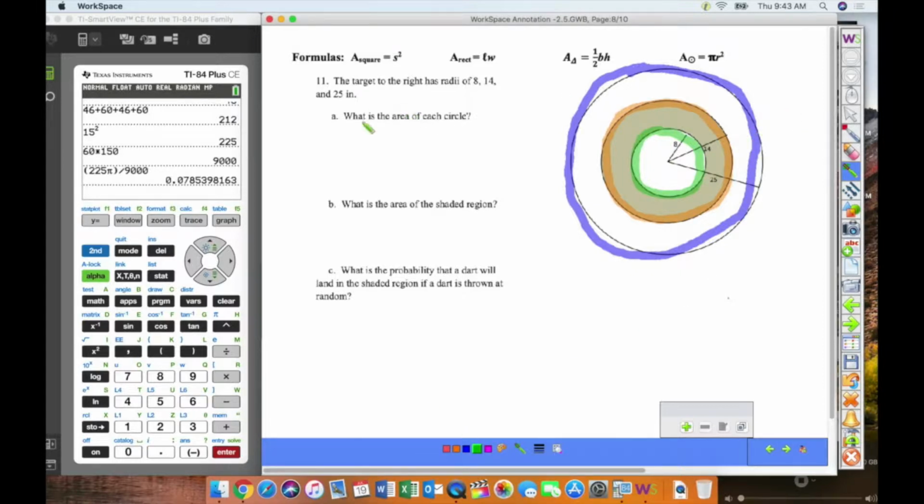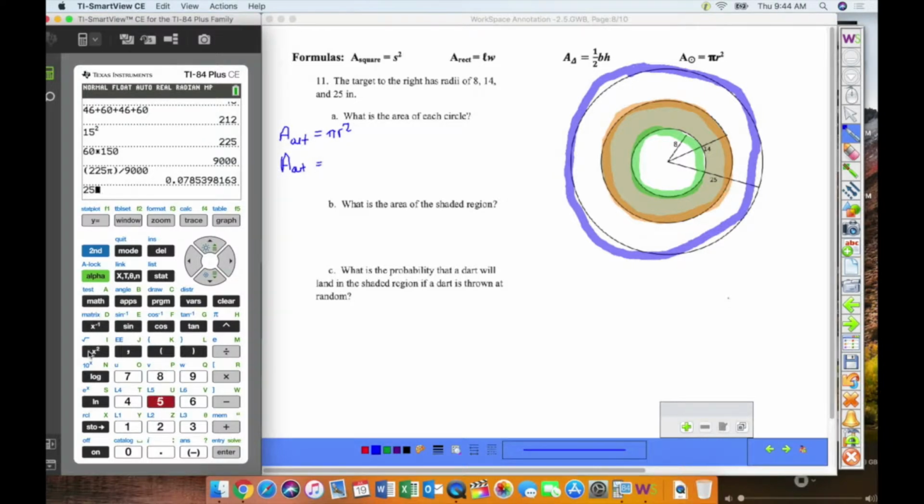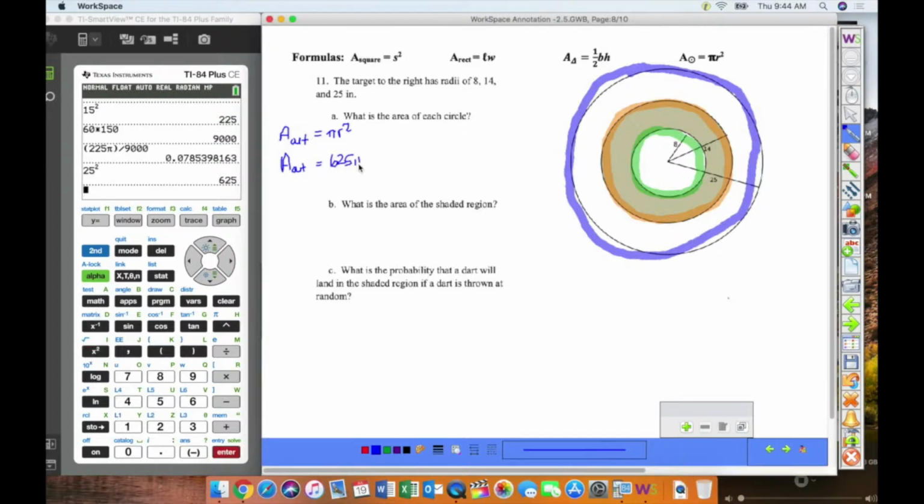They say first off, what is the area of each circle? So let's roll with it. I'm not going to call it the blue circle because I don't have it highlighted, but we'll call it the area of the outside. So area of the outside is pi r squared. Remember, we've got to start with the formula. And its radius is 25, because they tell us so. So area of the outside circle equals 25 squared. If you don't know that, we can always punch that in. That would be 625 pi, and that would be inches squared.